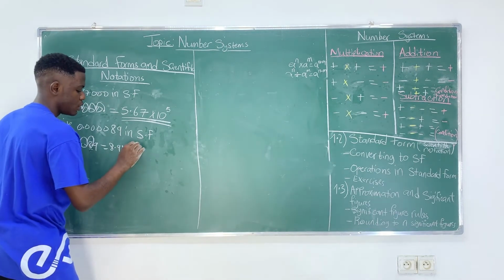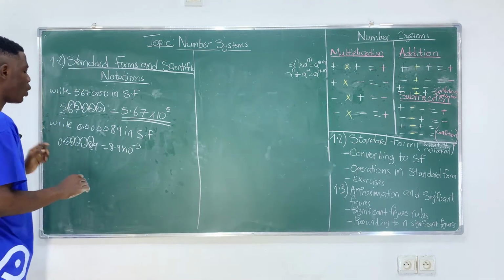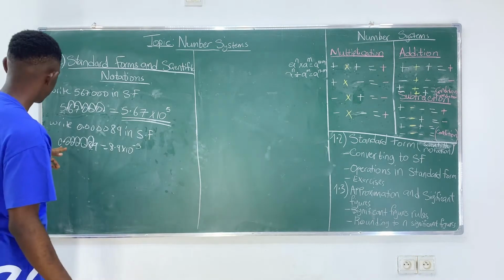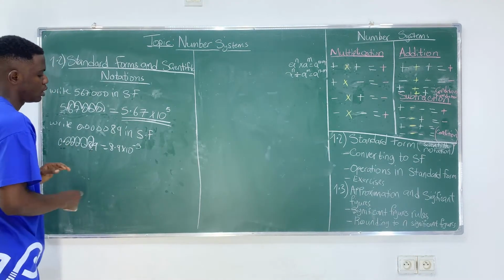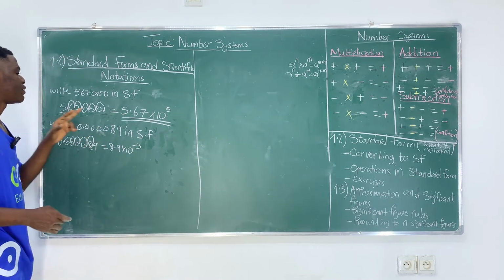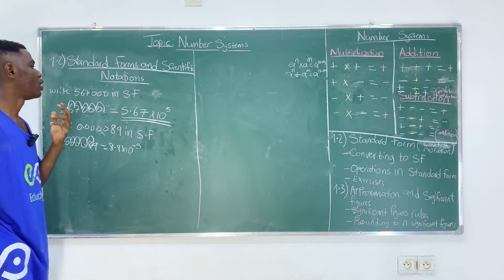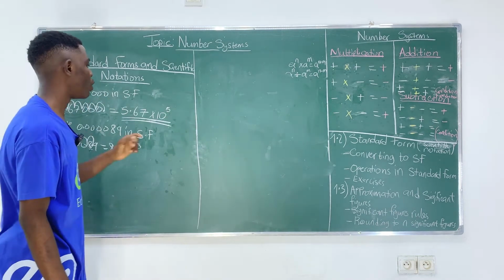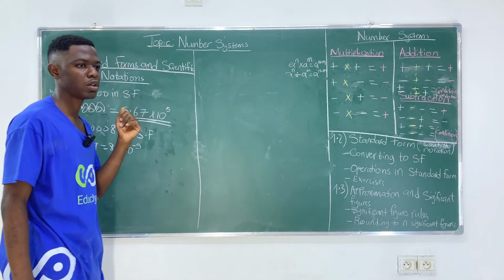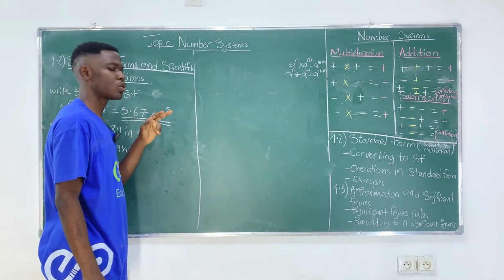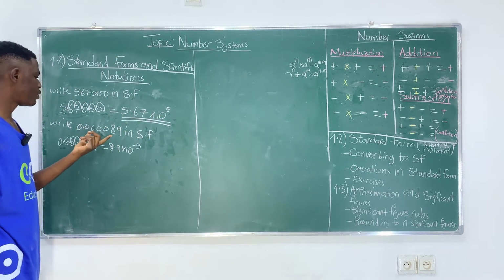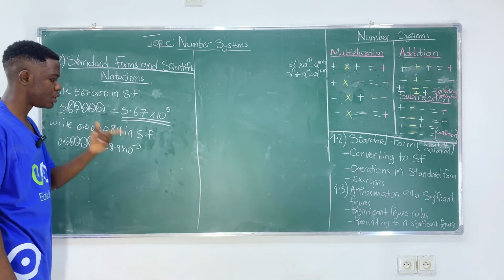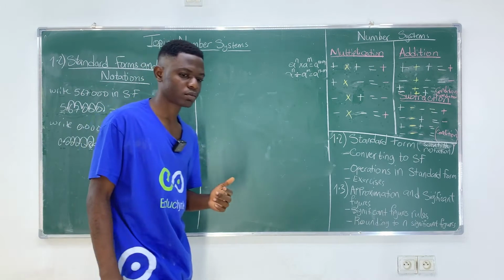times 10 to the power, I shifted it 5 times, so it is minus 5. Why minus 5? Because I shifted it to the right. When I shift it to the right, I put minus. When I shift it to the left, I put plus. You have to keep this in mind. If you are putting a big number in standard form, your power will always be positive. If you put a very small number, 0 point something, in standard form, your power will always be a negative number.